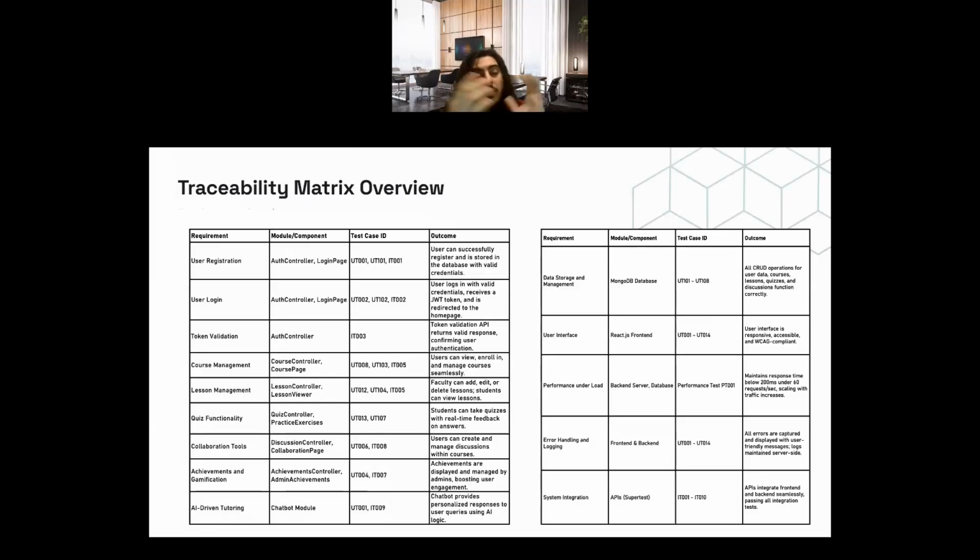And last but not least, in terms of system integration, Supertest ensured seamless integration of front-end and back-end testing, passing from IT001 to IT010. This matrix demonstrates rigorous validation and tests that were done accordingly, aligned with testing outcomes.